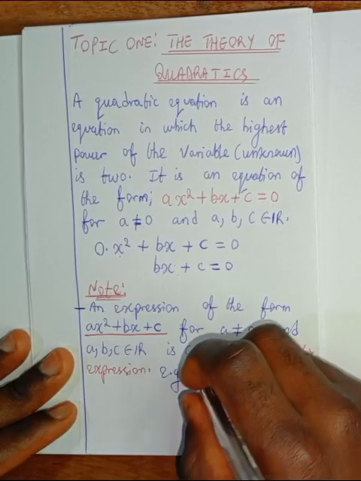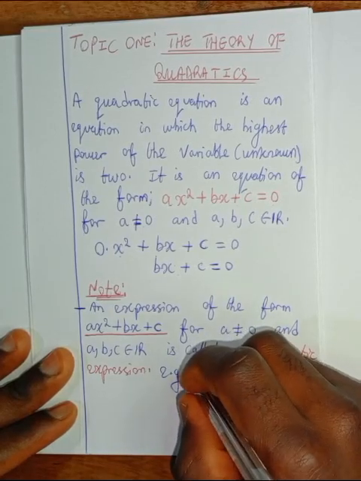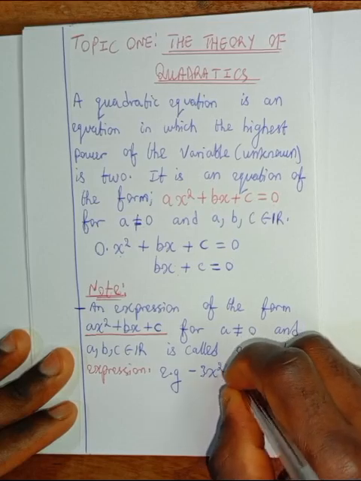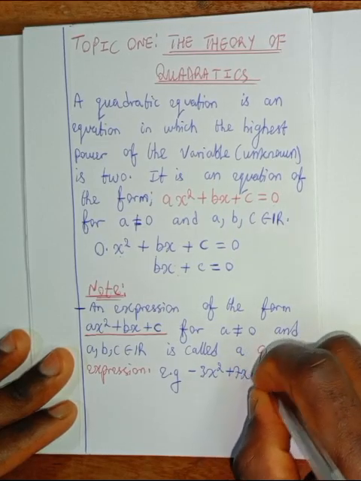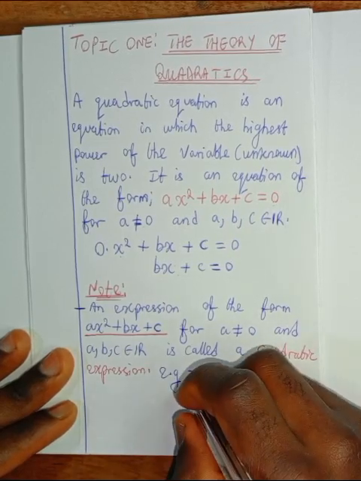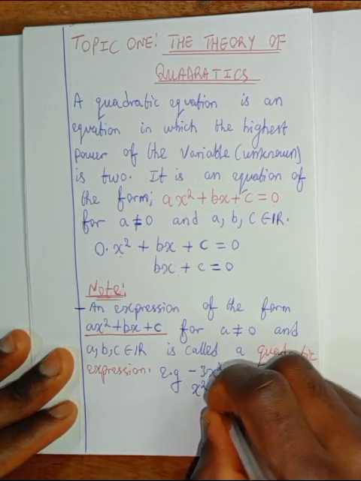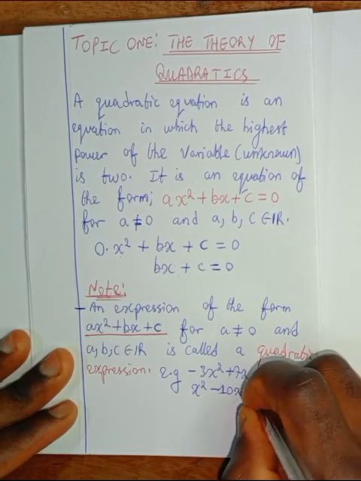E.g., these are examples of quadratic expressions. Negative 3x squared plus 7x plus 4 is the first one. Next one, x squared minus 10x minus 11.